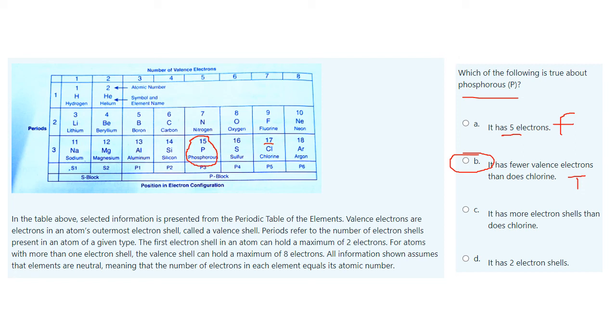It has more electron shells than chlorine, but chlorine and phosphorus are both in the third period. They both have 3 electron shells. So this is false. They have the same number. And it has 2 electron shells. It's in the third period, so it's got 3 electron shells.